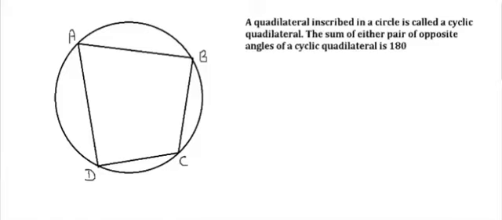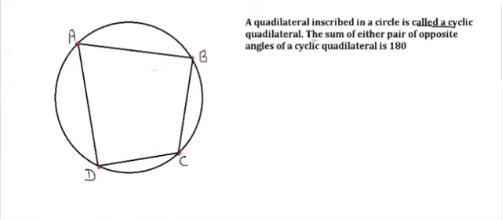Hello students, we are going to start a new exercise today of cyclic quadrilateral. A quadrilateral inscribed in a circle is called a cyclic quadrilateral. Now here, if I am taking a quadrilateral ABCD, we can see that all the points or vertices of the quadrilateral lie on the circumference of the circle. So this type of quadrilateral is known as a cyclic quadrilateral.